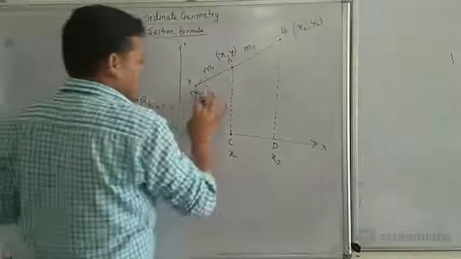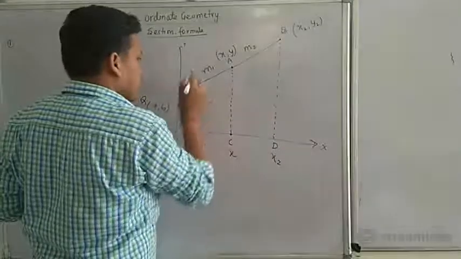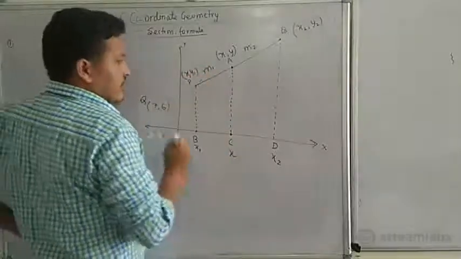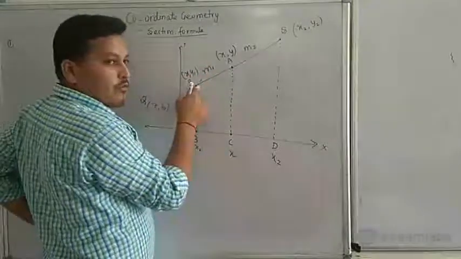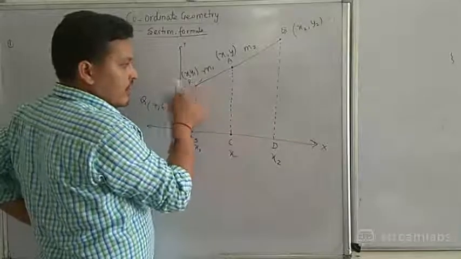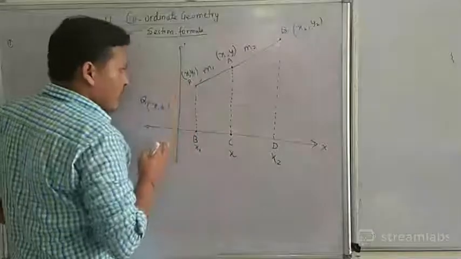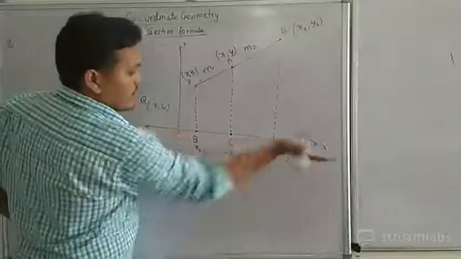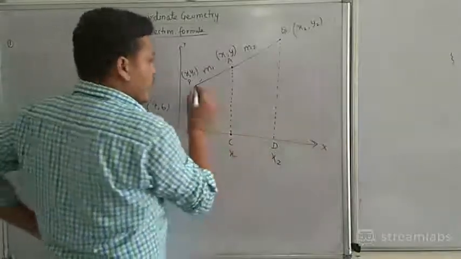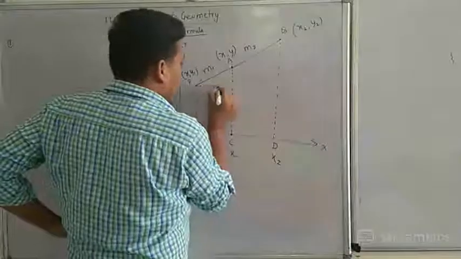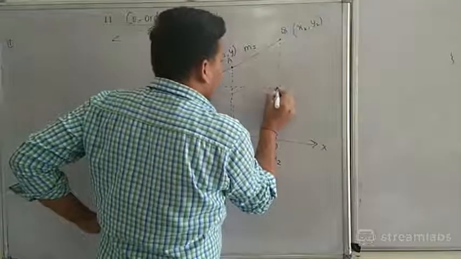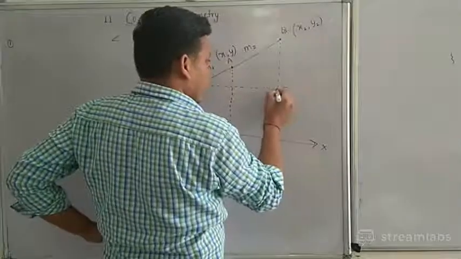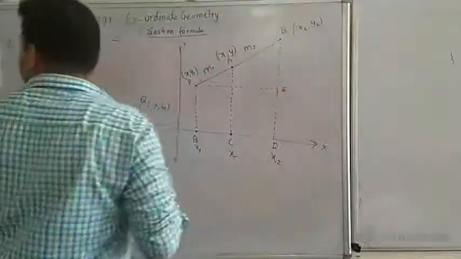Done. Now let's put this aside. Point (x1, y1). Next, from point P, draw a perpendicular on the y axis. You can also say, draw a line parallel to the x axis. You have to draw a line like this, which intersects QD at point E.